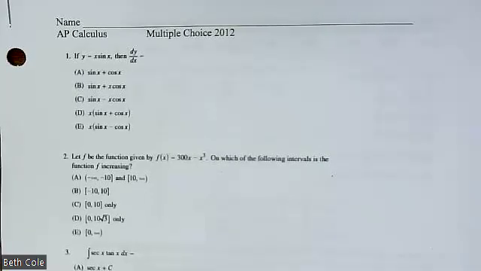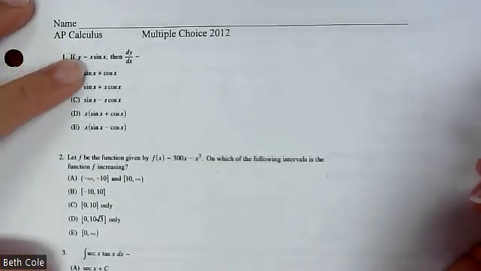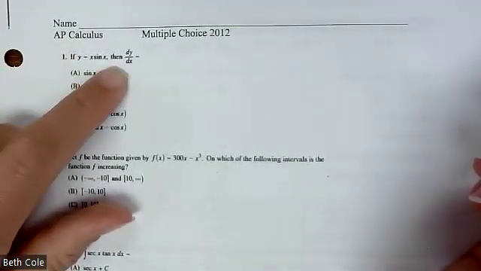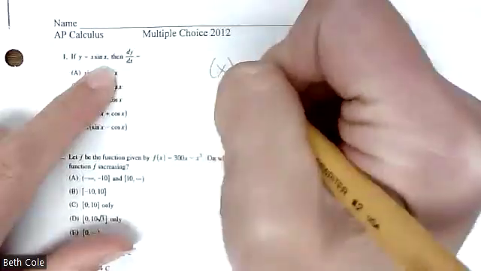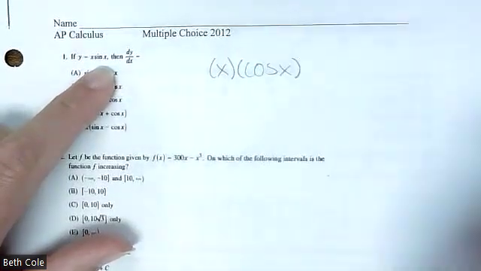All right, so the first one, it says find dy dx. That's a derivative. What rules do we need? Good. The first thing is x. The second thing is sine of x. So it's going to be the first thing, derivative of sine is cosine.